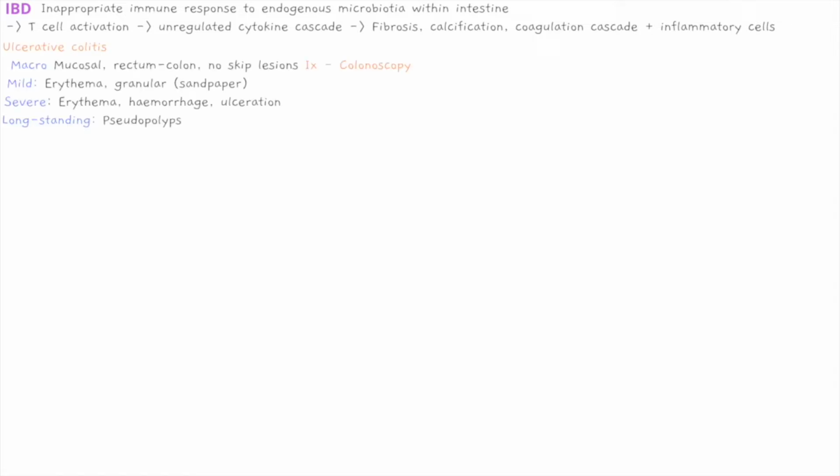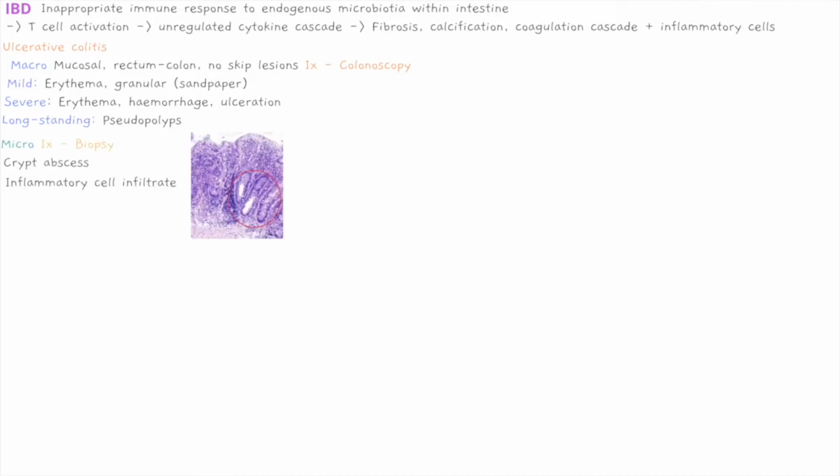Ulcerative colitis affects the rectum to the colon and is a mucosal disease without skip lesions. A colonoscopy and gastroscopy investigates the macroscopic appearance. Mild disease would be erythematous and granular, like sandpaper appearance. Severe disease would have erythema, hemorrhage, and ulceration. Pseudopolyps reflect epithelial regeneration and hence would indicate long-standing disease.